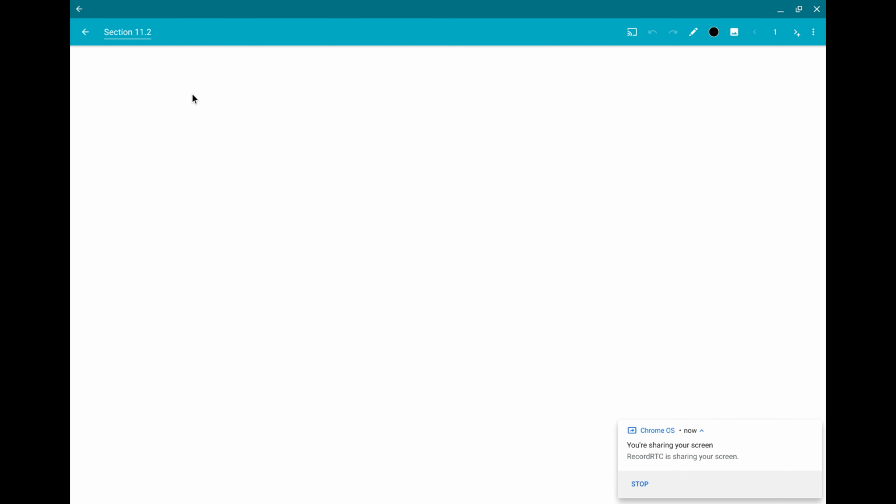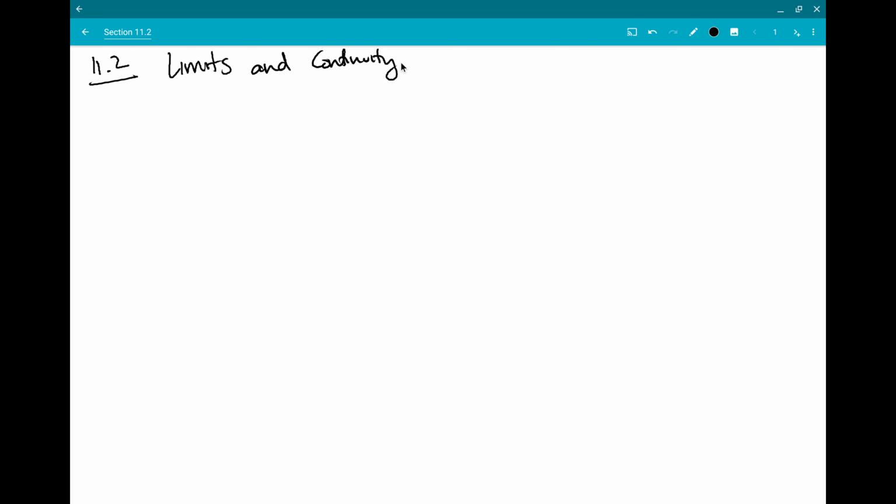All right, in section 11.2, we're going to be talking about limits and continuity. And I think that people tend to not like limits very much. I get that. But just power through this, because after this, we get to start taking our first derivatives, and that's a lot more computational, I guess. People tend to enjoy it.